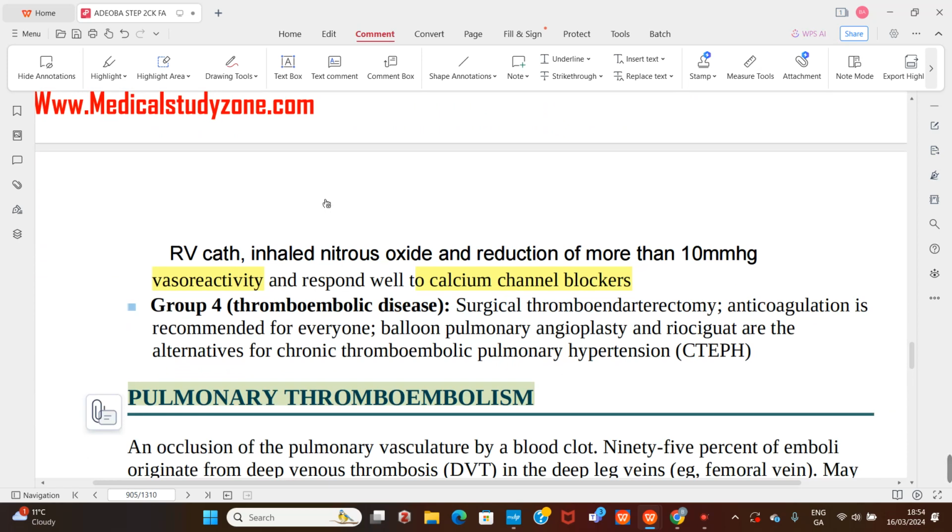And how do you do that? You give them inhaled nitric oxide, and you do your right ventricular catheterization. So when you give them inhaled nitric oxide, you expect the pressure to drop by more than 10. So that shows that it is vasoreactive. So you want to give them the dihydropyridine calcium channel blockers.